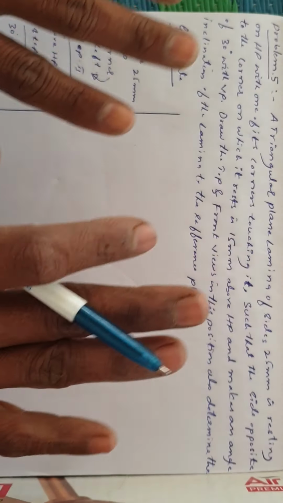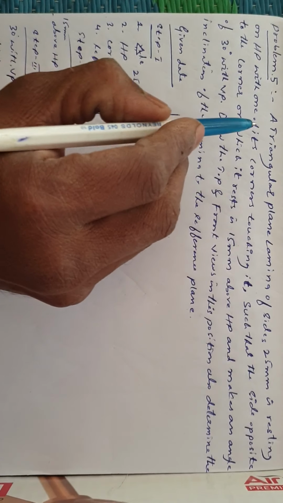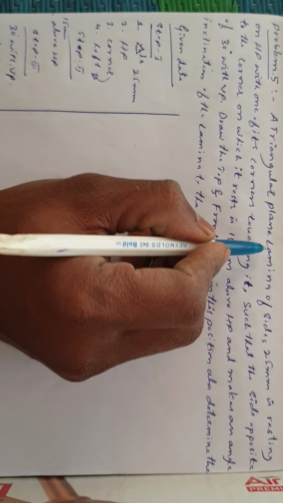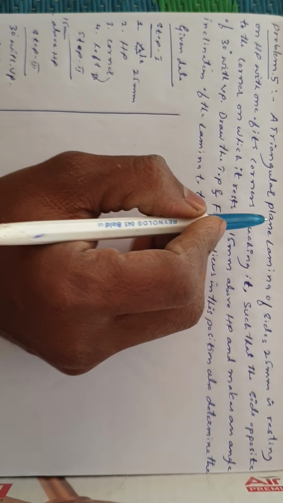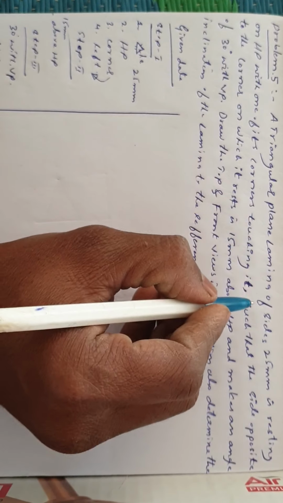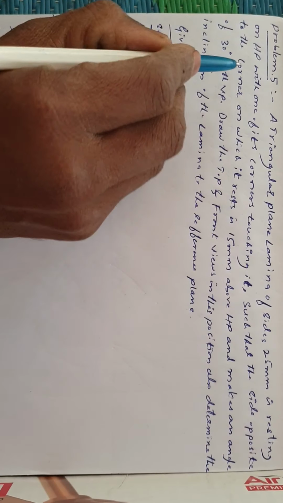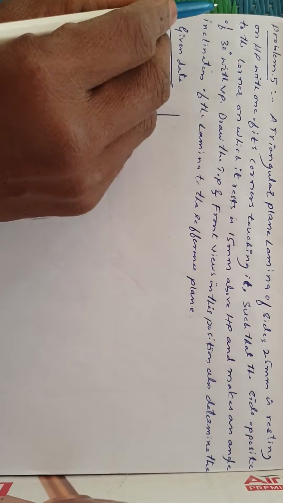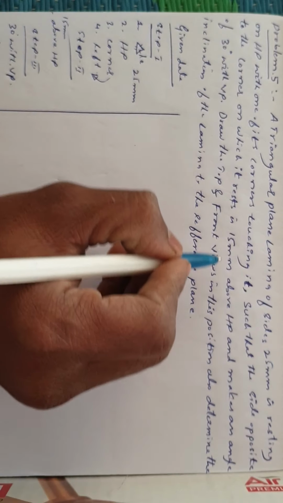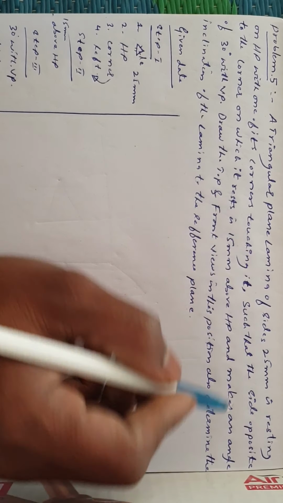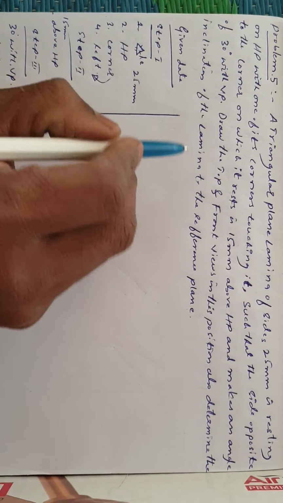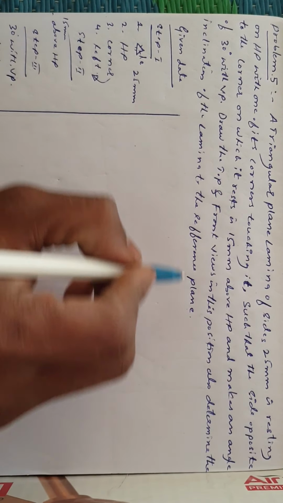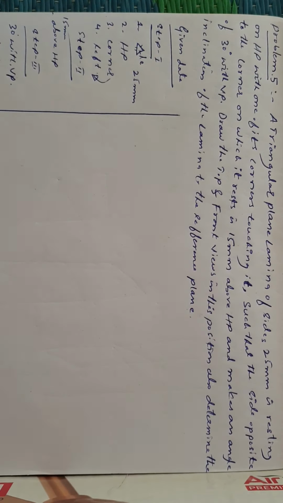So this is the given problem. I will read it once. A triangular plane lamina; here lamina and plane both are the same, it came in the laboratory copy by mistake, so you consider lamina or plane. A triangular plane lamina of sides 25 mm is resting on HP with one of its corners touching it, such that the side opposite to the corner on which it rests is 15 mm above HP and makes an angle of 30 degrees with VP. Draw the top and front views in this position. Also determine the inclination of the lamina to the reference plane. This is the given problem.